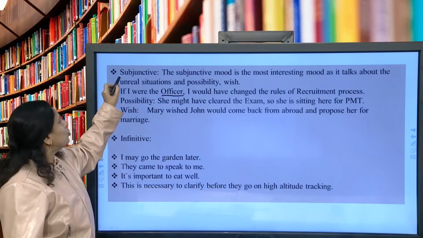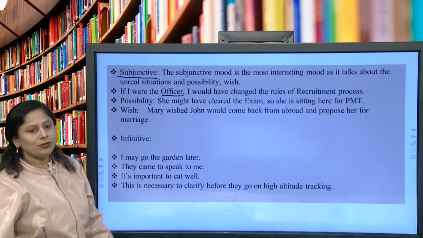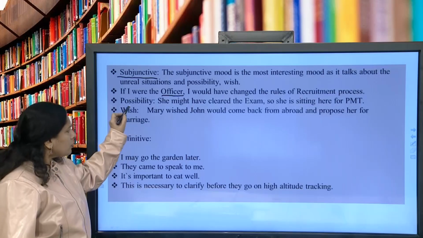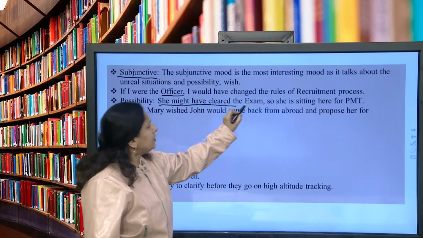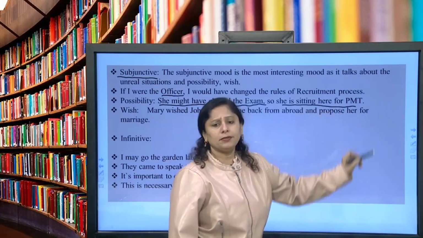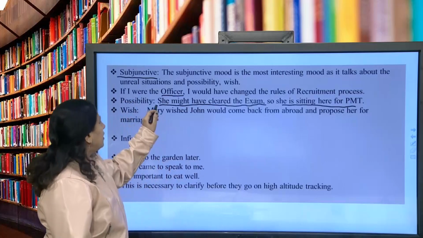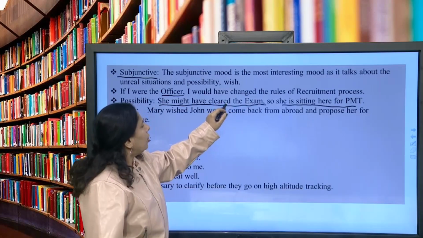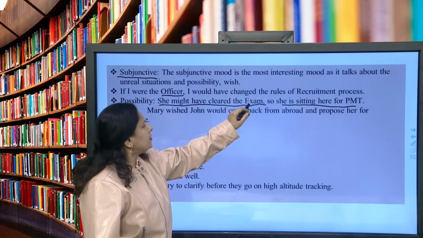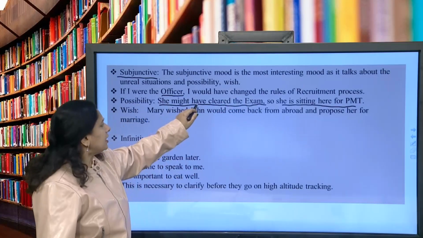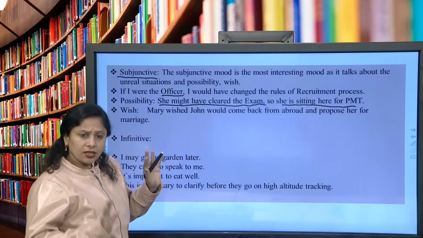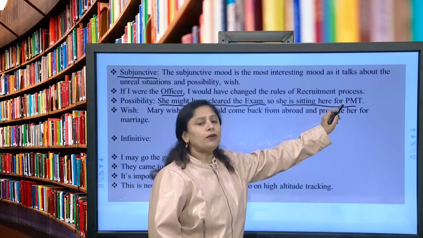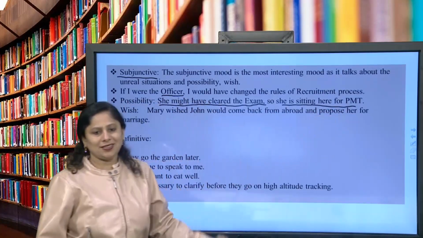Certain sentences could be kept in the subjunctive mood. The verb shows the subjunctive mood. The possibility: she might have cleared the exam, so she is sitting here for PMT. She is clearing the exam of police constable or police superintendent, police sub-inspector, and as she has cleared the exam, that is merely an assumption. She might have cleared the exam, so she is sitting here for physical measurement test.